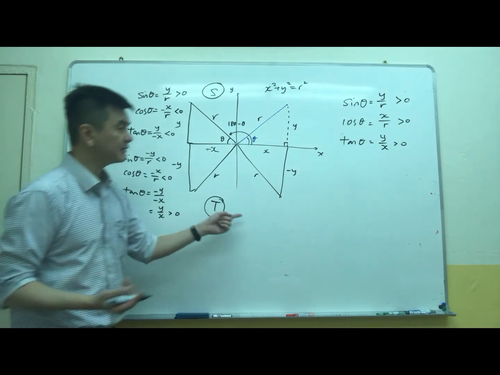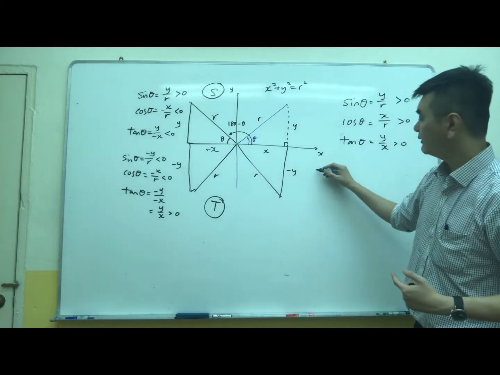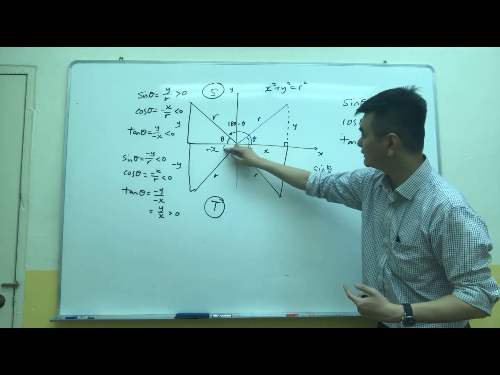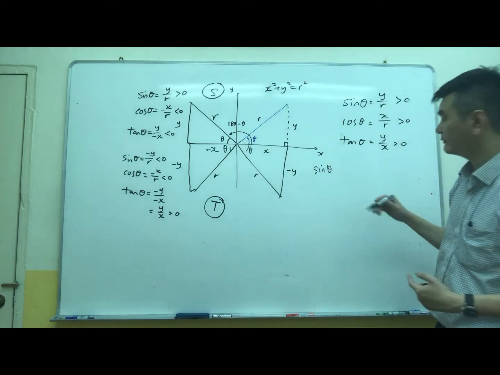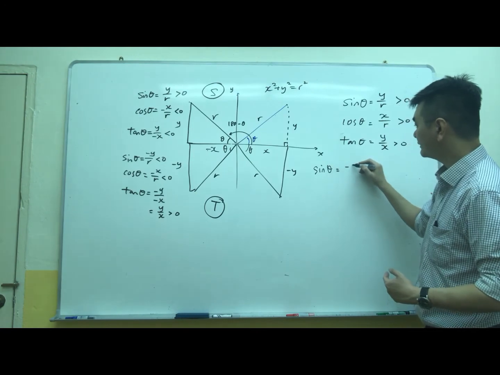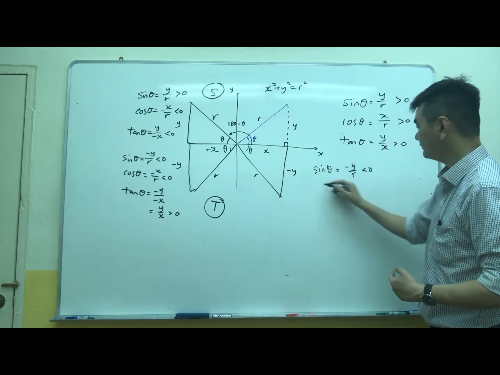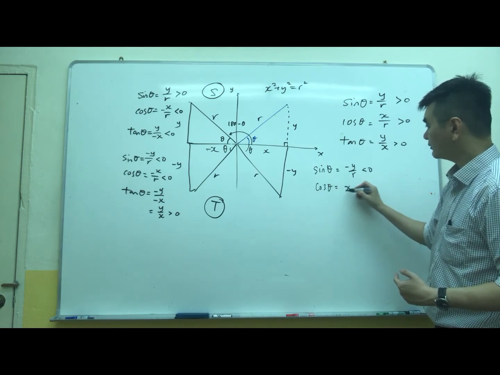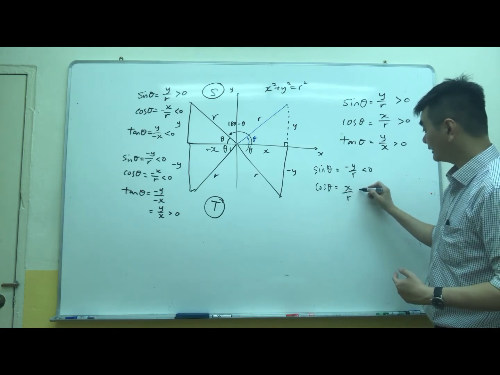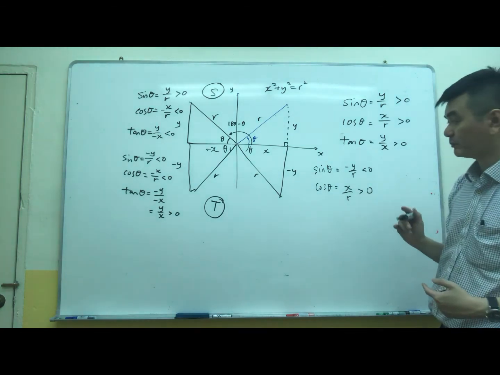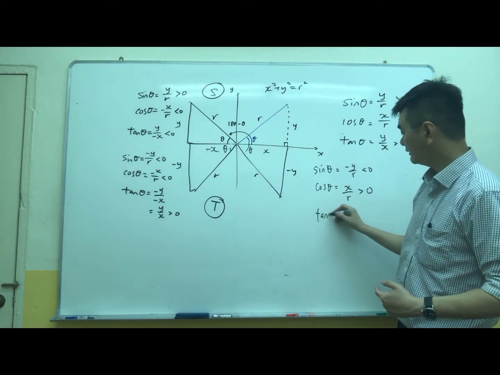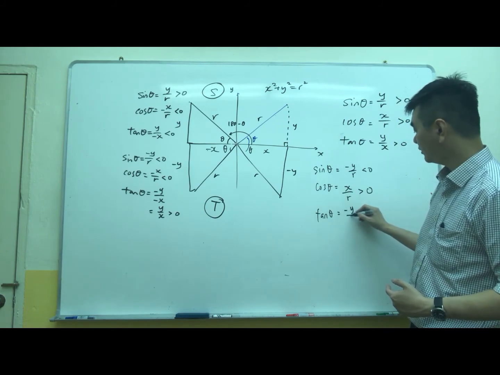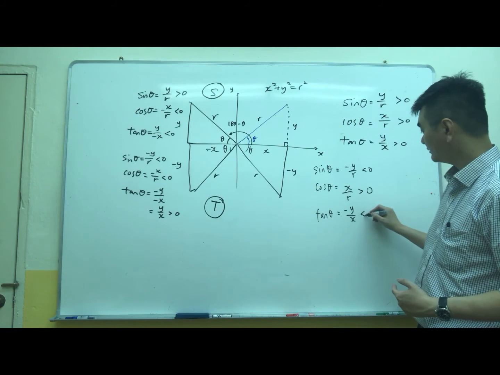Last but not least, the fourth quadrant, where this is my angle theta, which is made against the x-axis. My sine theta is minus y over r, negative. My cosine theta is x over r. This is the only one that is positive. And tangent theta is minus y over x, which is negative.